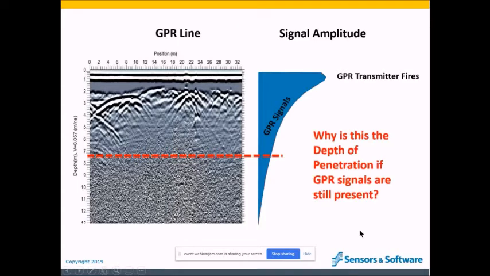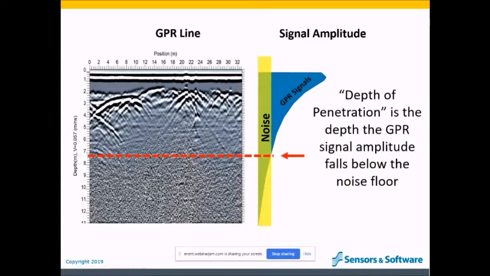Wait a second. Why is this the depth of penetration if GPR signals are still present below that line? Because I forgot to include the background RF noise in the plot. When we plot that, this is what we get. So the depth of penetration with GPR is not when the GPR signals attenuate to zero. The depth of penetration is the depth at which the GPR signals, shown here in blue, attenuate down to the same level as the background noise floor, shown in yellow.